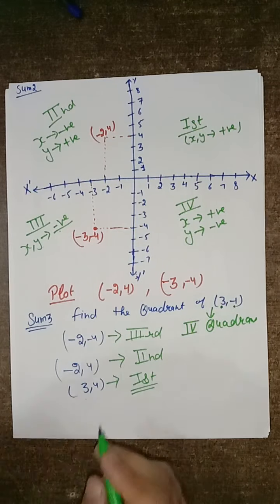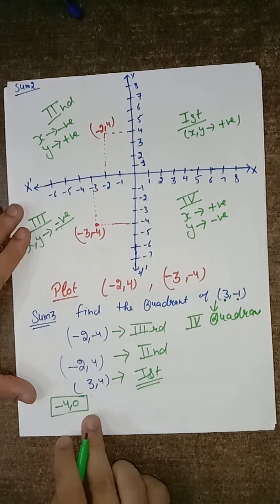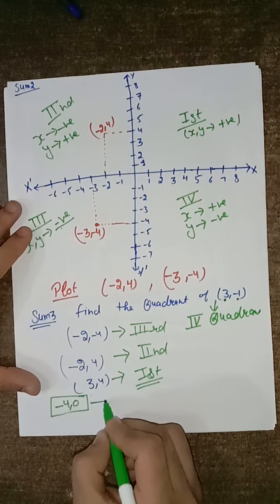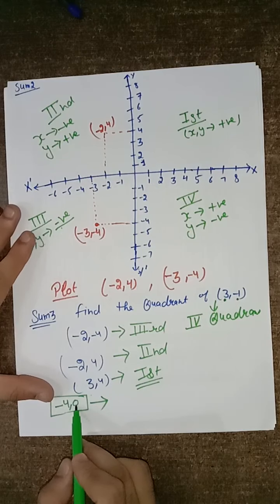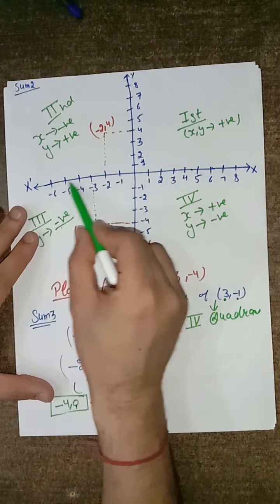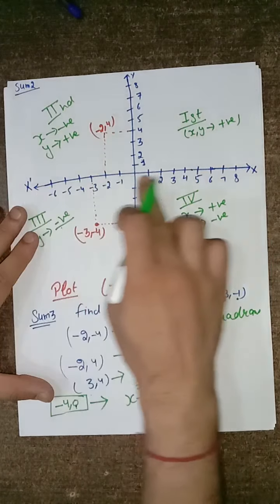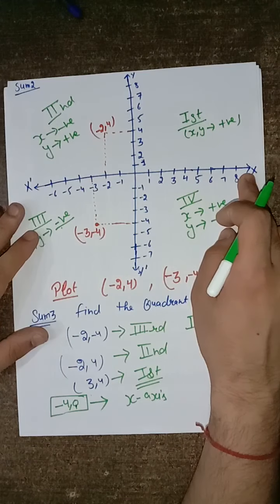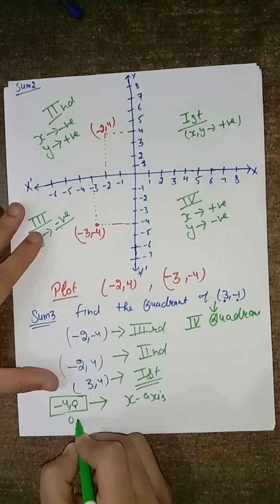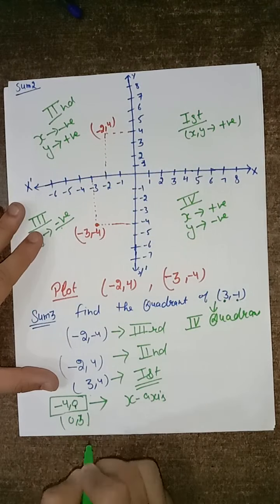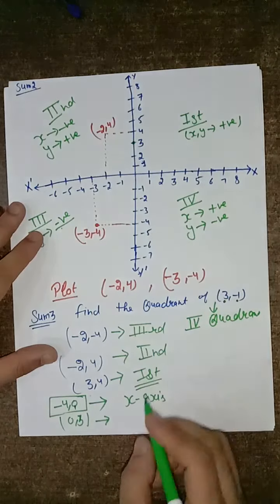If we are asked to find the axis for -4, 0, and we want to tell the axis or quadrant, now you know that my y coordinate is 0 and y coordinate 0 is on x-axis, so it is x-axis. On x-axis my y coordinate is always 0, and for y-axis my x coordinate is always 0. For example, for 0, 3. 0, 3 means this point, and this point lies on y-axis.